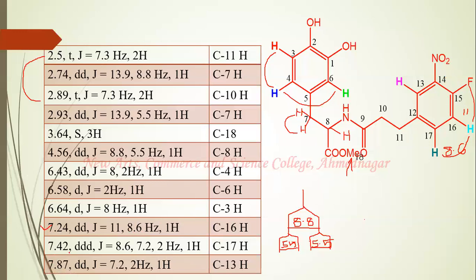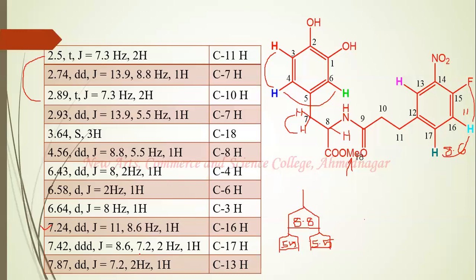Next, 7.42 doublet of a doublet of a doublet with three different coupling constant values of 8.6, 7.2 and 2 hertz. So we have to look for the proton here. In this case, C17 proton has different neighbors, ortho as well as meta neighbors. The C17 proton couples with C16 proton by 8.6 hertz coupling constant value. C17 proton couples with C13 proton. It is a meta partner with 2 hertz coupling constant value.